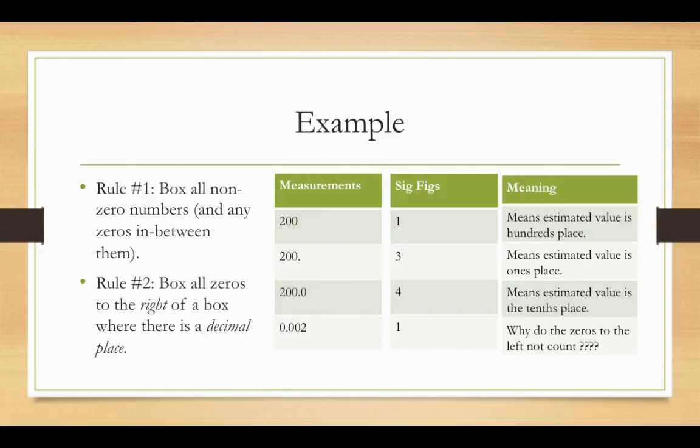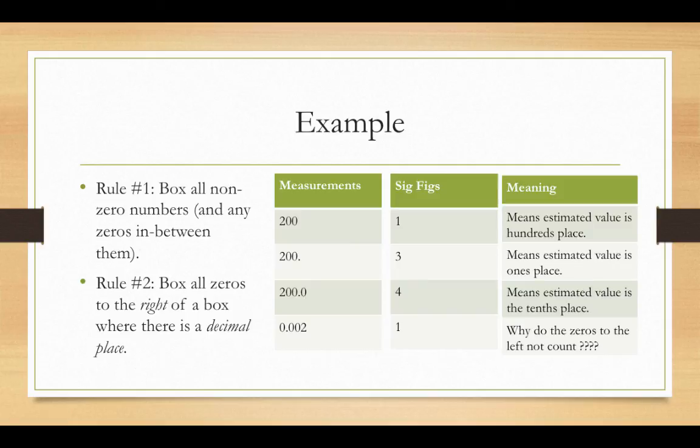My next measurement is 200.0. And for this I have 4 significant figures because as stated earlier with rule number 1, I can box the 2. And with rule number 2, I'm able to box all 3 zeros because they're to the right of the box since there's a decimal place. This means that my data is estimated at the tenths place. The instrument that I'm using is getting better and better.